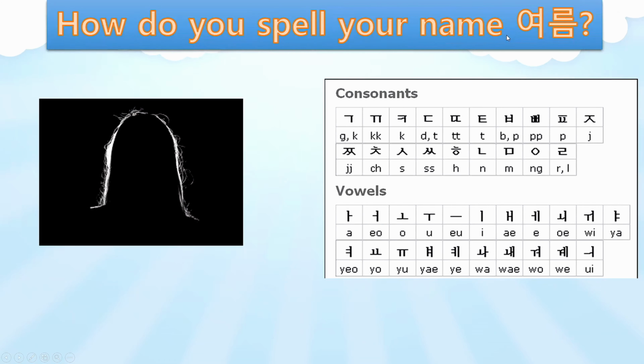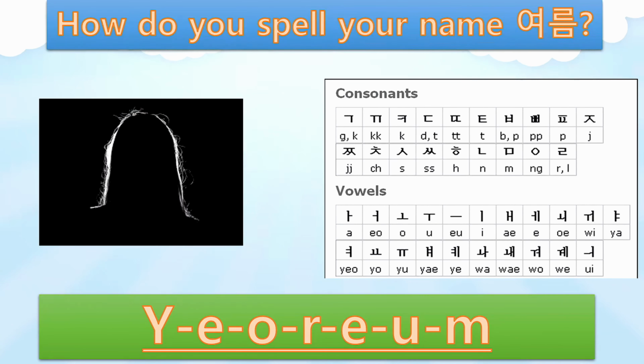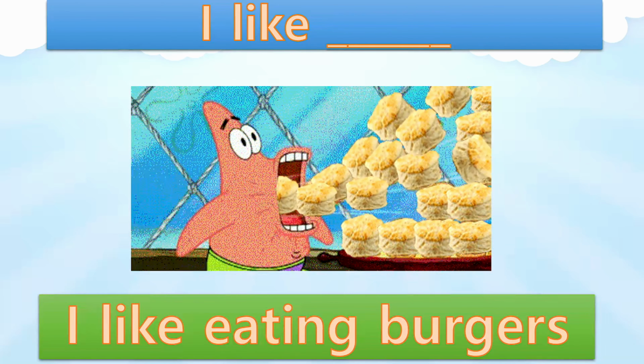Yarum? Yorum? Is it correct? Good job! Okay. How do we say this? That looks like burgers. Okay, so how do we say? I like eating burgers. Okay, I like eating burgers. Good job.